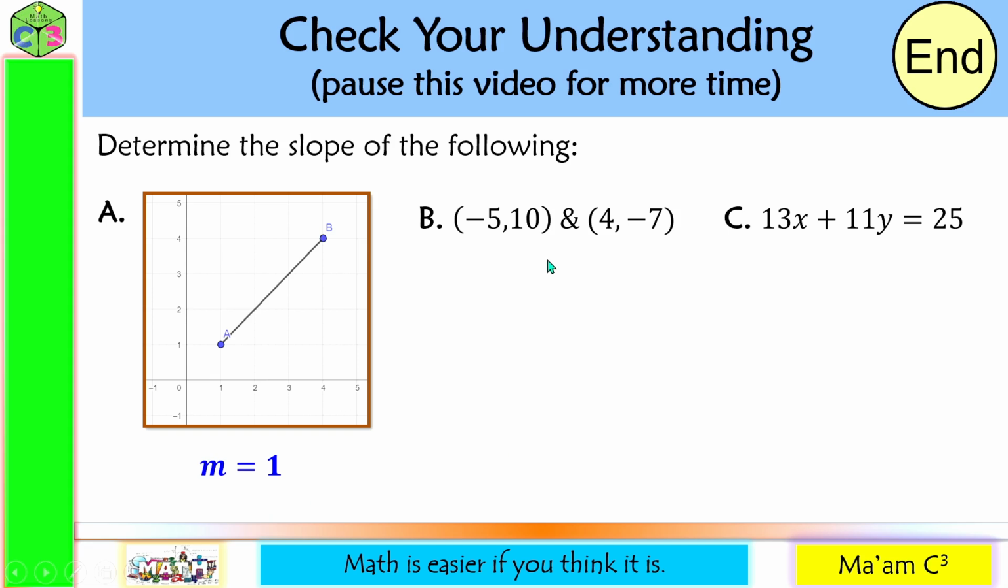For letter B, you may use y sub 2 minus y sub 1 all over x sub 2 minus x sub 1, or y sub 1 minus y sub 2 all over x sub 1 minus x sub 2. And you will arrive with the slope equals negative 17 over 9. And for letter C, our A is 13, our B is 11. So our slope is negative 13 over 11.